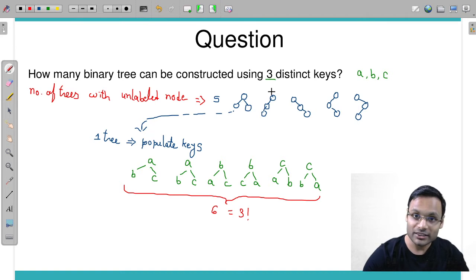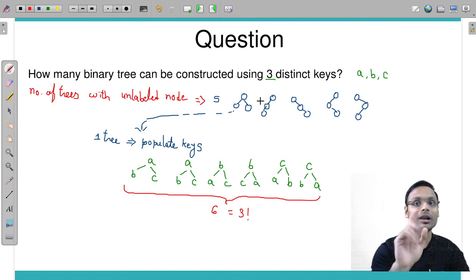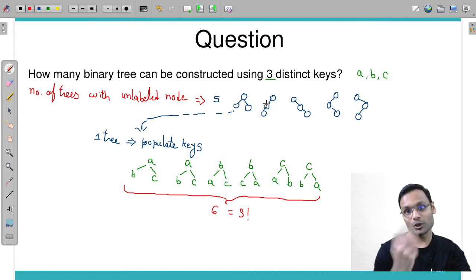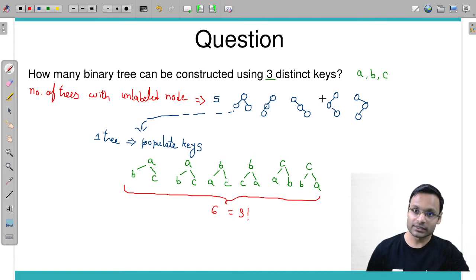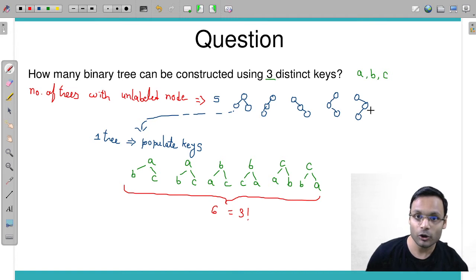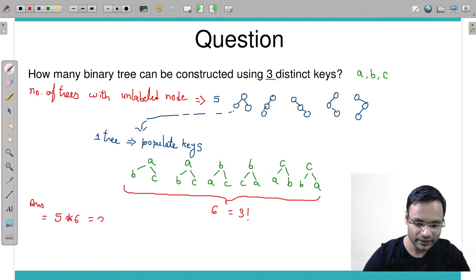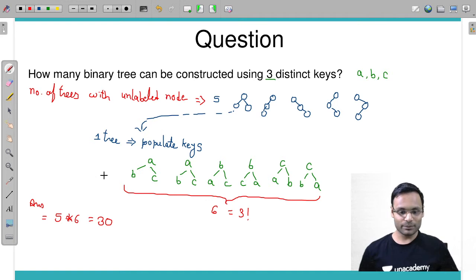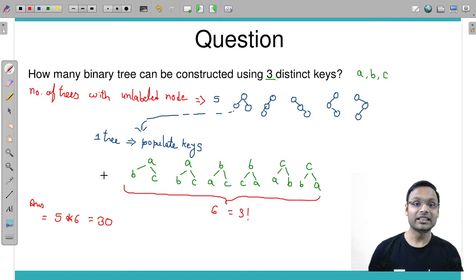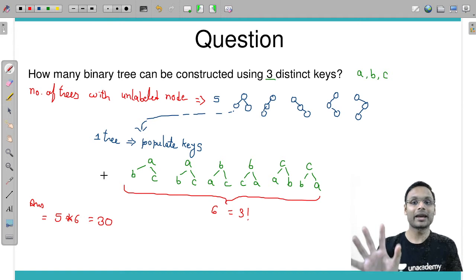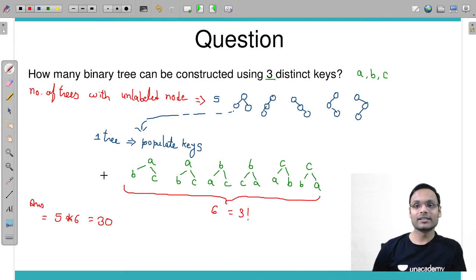Now let's take this tree. In this tree also you will have 6 possibilities. In this tree also 6, in this tree also 6, in this tree also 6. So what will the total possibility be? My answer for this question is 5 into 6, 30. Total 30 distinct trees you can construct using 3 distinct keys.